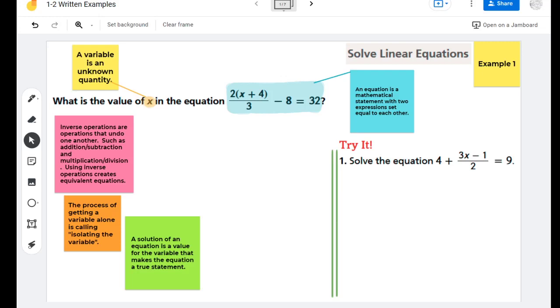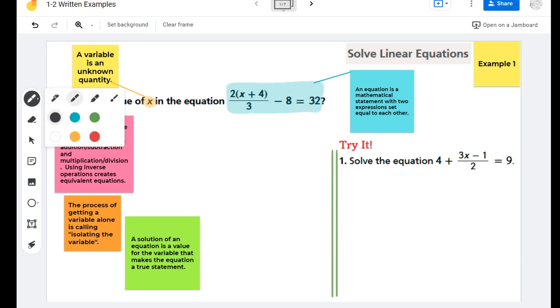In today's video, I'm covering example 1 from section 1-2 in the SavvasRealize Algebra 1 textbook. The goal of today's video is to solve linear equations. So in order to start solving these, we need to acclimate ourselves to some new vocabulary.